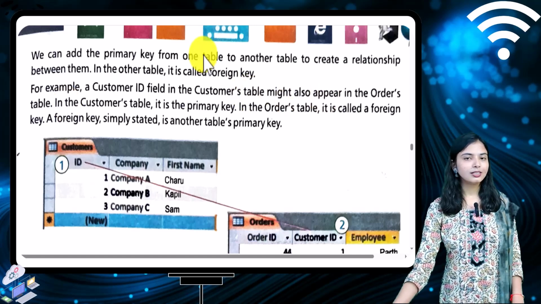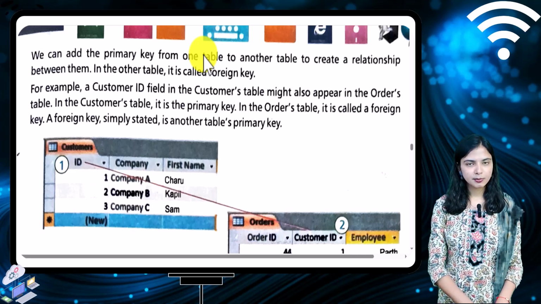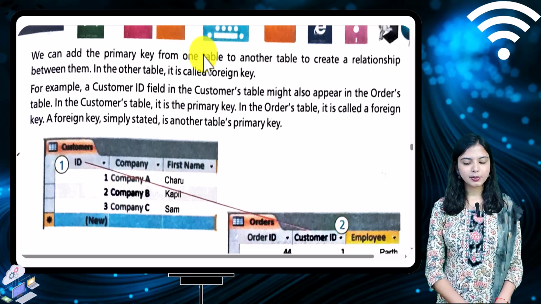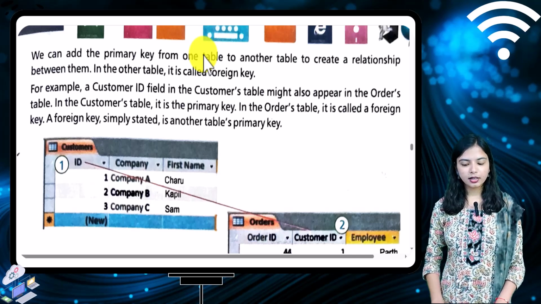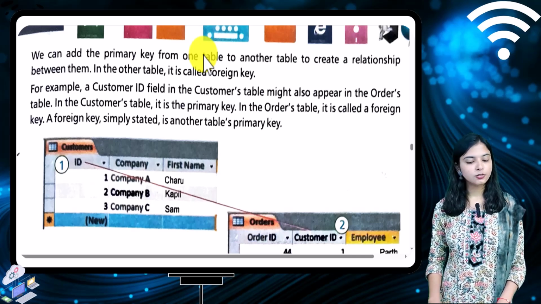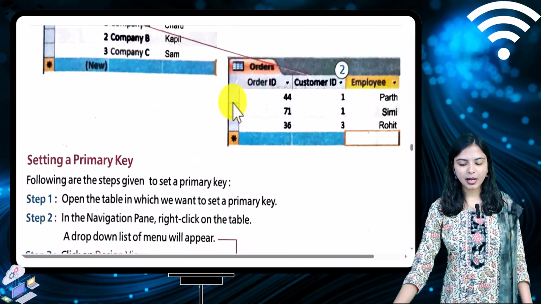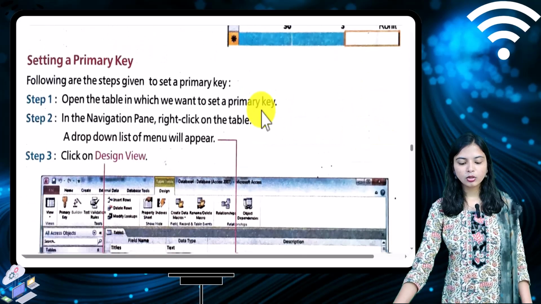Okay, तो ये जो customer ID की field है ये customers table के अलावा orders table में भी आ सकती है. So in the customers table it is a primary key, and in the orders table it is a foreign key. A foreign key is simply stated as another table's primary key. Okay students. Now setting a primary key.